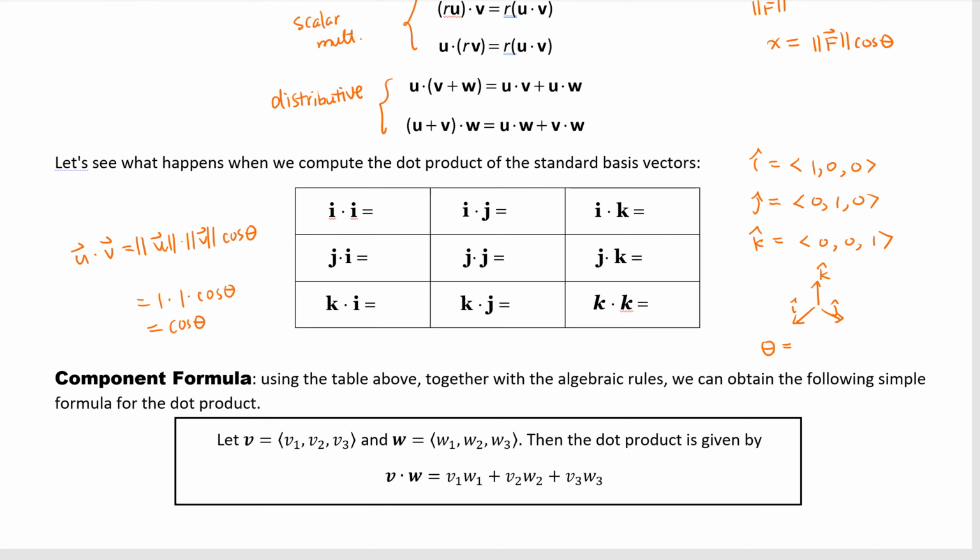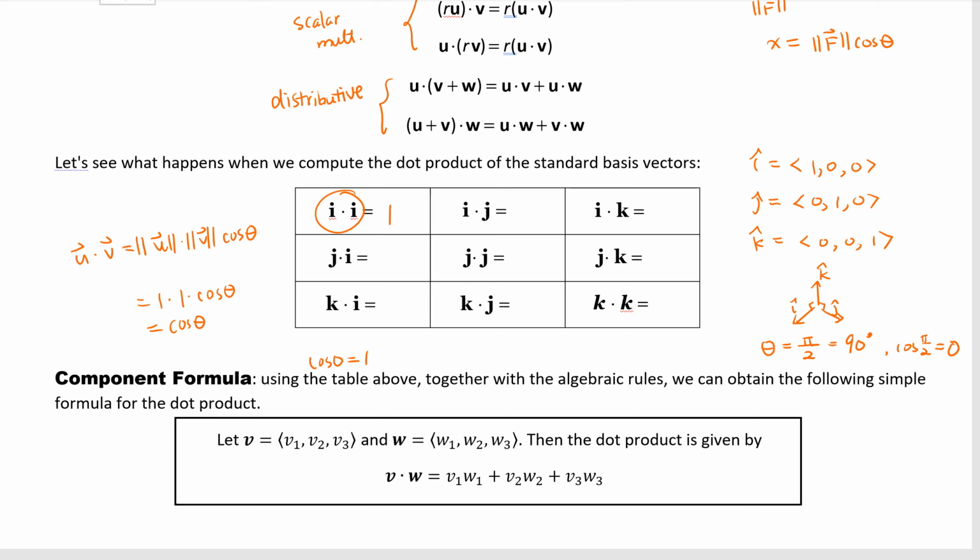Okay, the angle between them, all of them are pi over 2, which is 90 degrees, right, everybody? So that's why cosine pi over 2 is, anyone know the answer? 0. Okay, so that's why I and I, then the angle between them is 0. Cosine 0 is 1. Okay, so that's why we have 1 here.